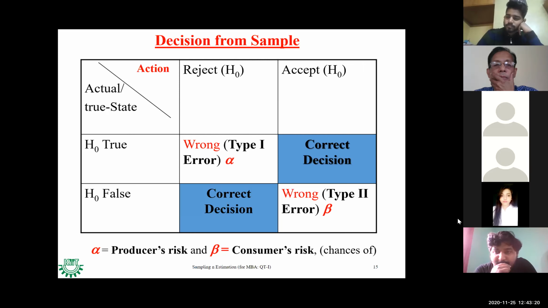Sir, in producer's risk, the producer's product may get rejected in the market, a good product may get rejected in the market, and the consumer's risk is that they might buy a bad product. Okay. Can anybody very clearly, confidently elaborate further?